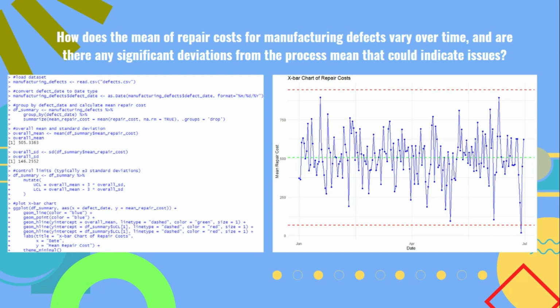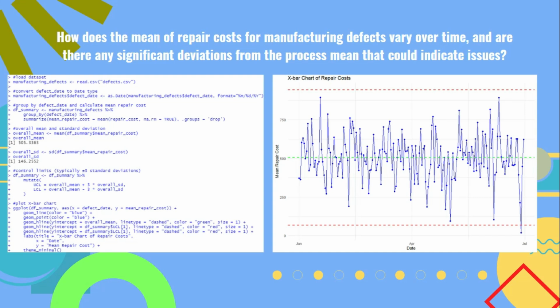And given the relatively large standard deviation compared to the mean, it suggests that the repair costs vary quite a bit across different days. And this variability might be due to the nature of defects, the severity of the defects, or other factors influencing the repair costs on specific days.